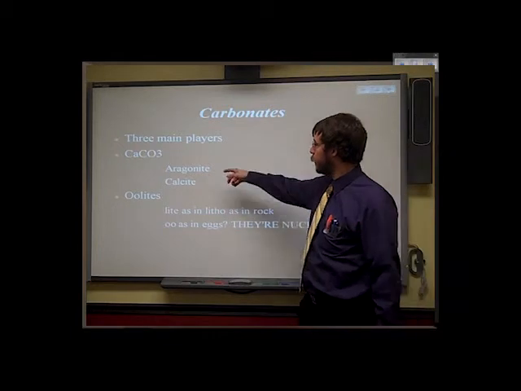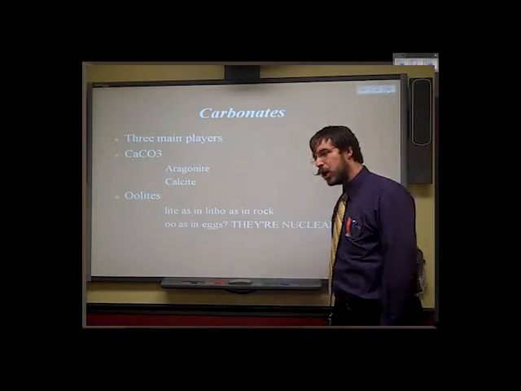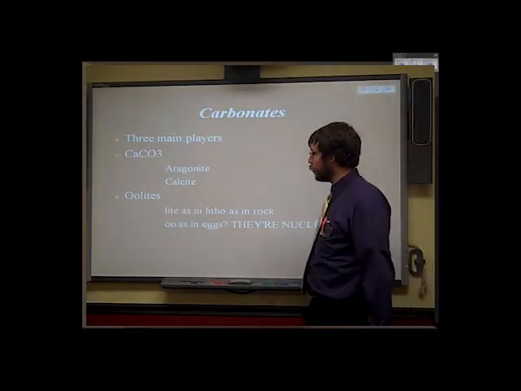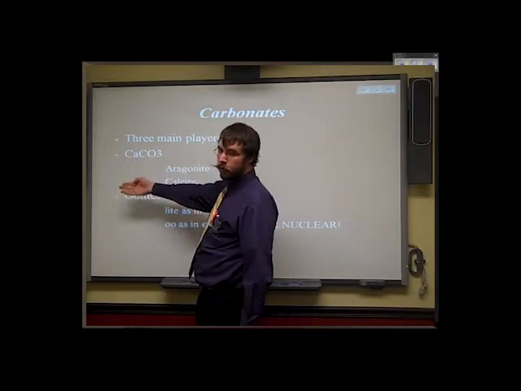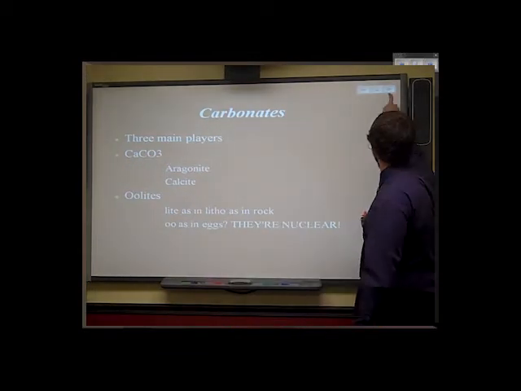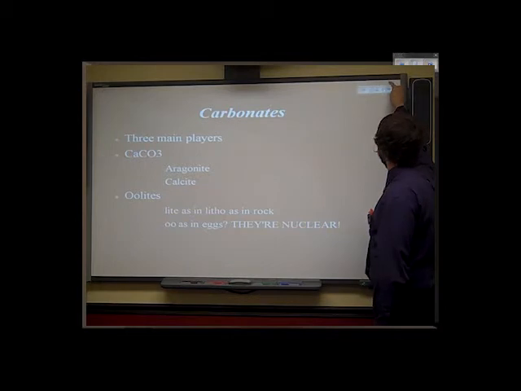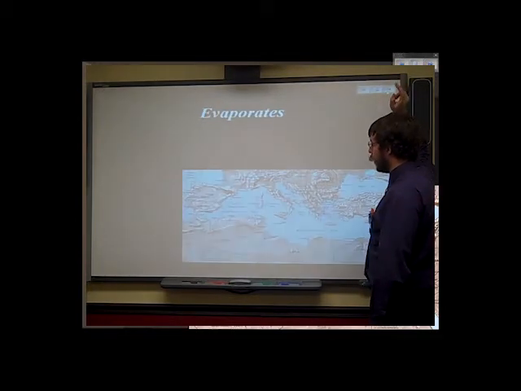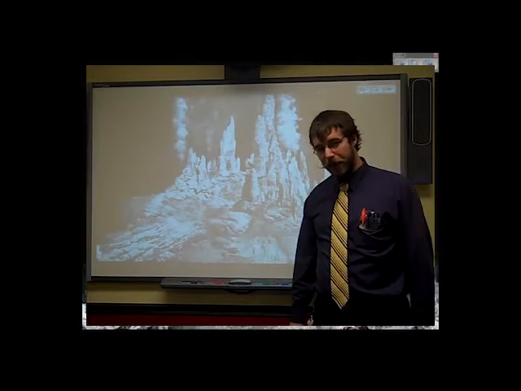So these are the three main types. You have aragonite, calcite, and oolites. All of this contains precious calcium carbonate, which will react with hydrochloric acid and make all kinds of funness. A lot of calcium comes out of this, which is really kind of nifty. We're going to revisit this one again when we talk about the biogenesis.